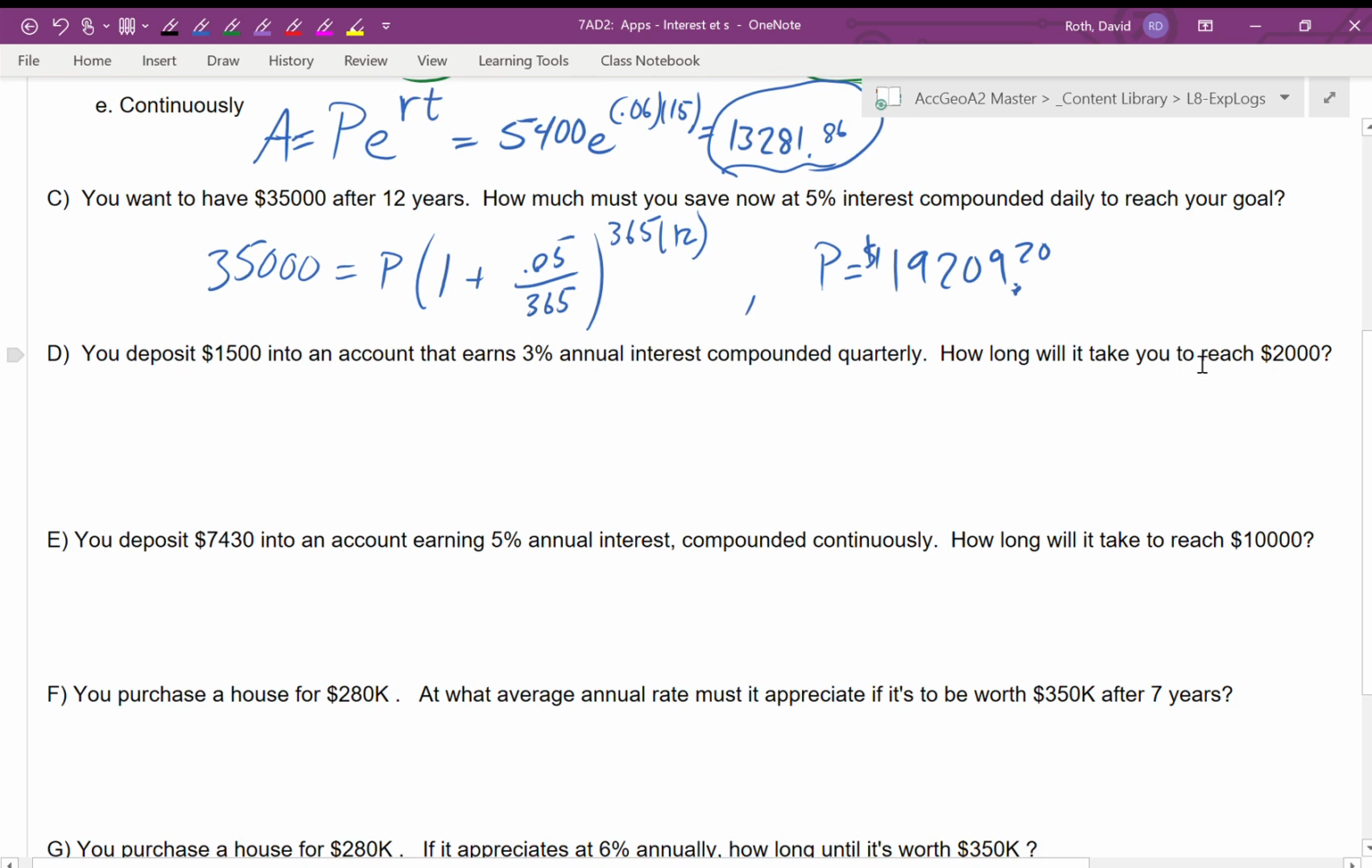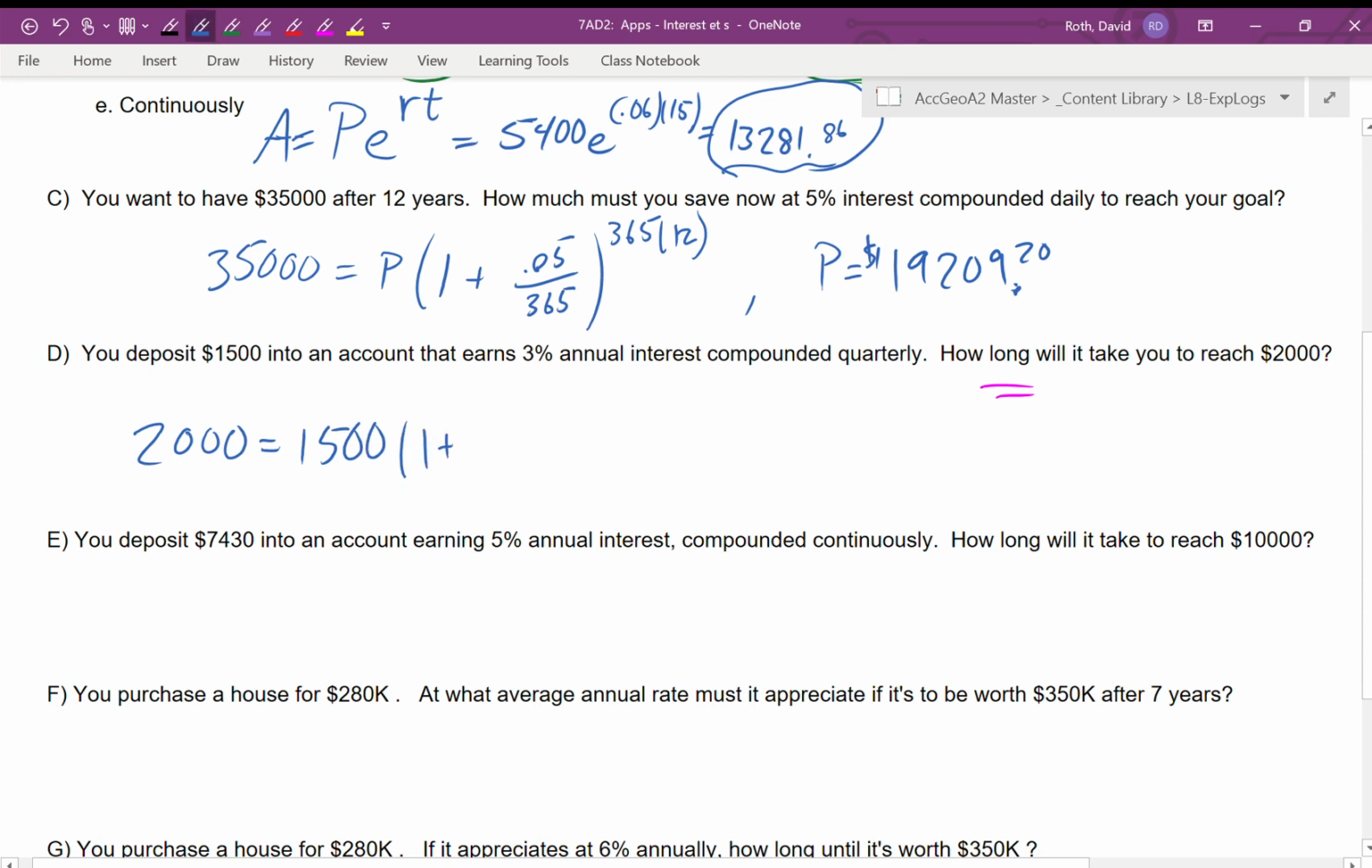Okay, you deposit 1,500. How long will it take you to reach 2,000? Now this one's interesting. I'm solving for something very different here. How long? This you haven't done before, but let's write it out. So how long to reach 2,000? That's the amount I have at some point in the future. 2,000 is equal to my principal at 1,500.